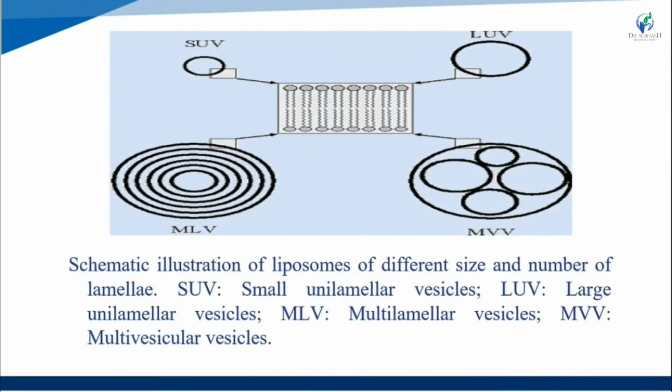Okay, so now this is the structure of the liposome. This diagram is a schematic diagram. First, SUV, that is small unilaminar vesicles, then LUV, that is large unilaminar vesicles, then MLV, that is multilaminar vesicles, and MVV, that is multivesicular vesicles. These are the schematic diagrams of vesicular systems like liposomes.